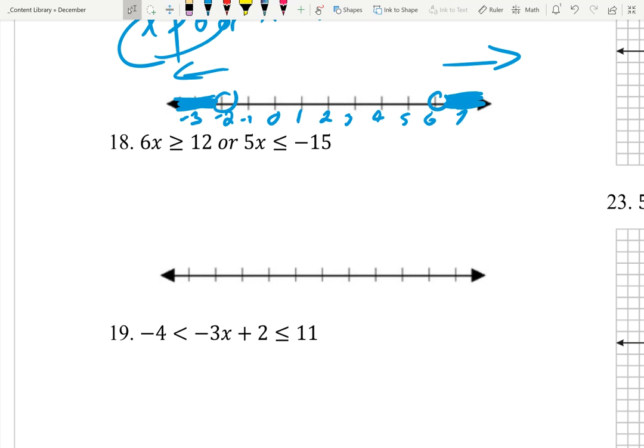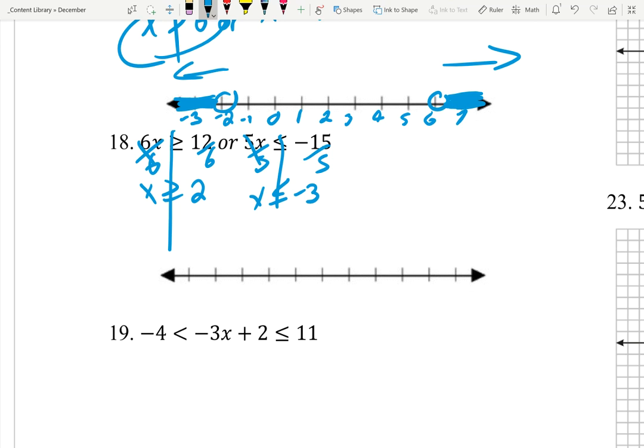Let's do number 18. It's another OR problem. So divide by 6. We'll end up with x greater than or equal to 2. And for the other one, we'll divide by 5, and we'll end up with x less than or equal to negative 3. Again, no flipping of the signs because I didn't divide by a negative anywhere.